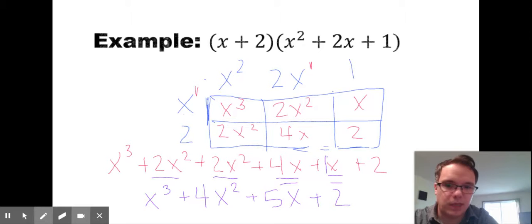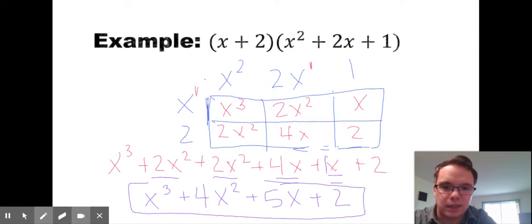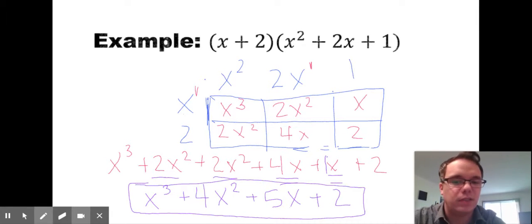So we have a polynomial. Do our powers go in order? Well, we have 3, 2, 1, and 0 for the constant. And are there any like terms? There are not. So this is our most simplified product. So this is our answer. x cubed plus 4x squared plus 5x plus 2.